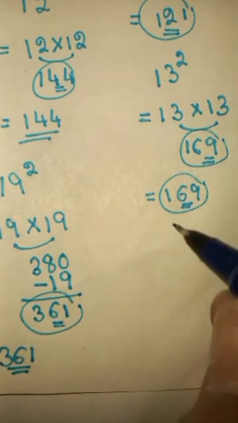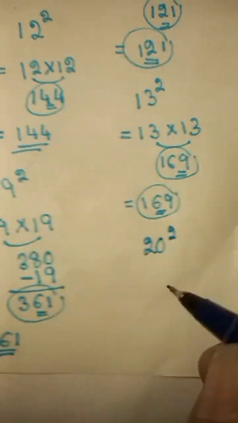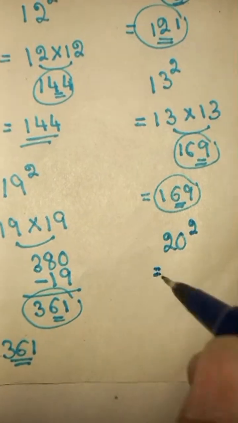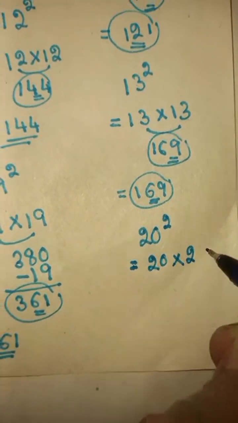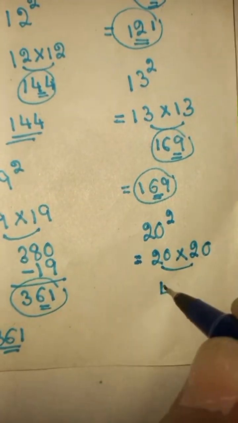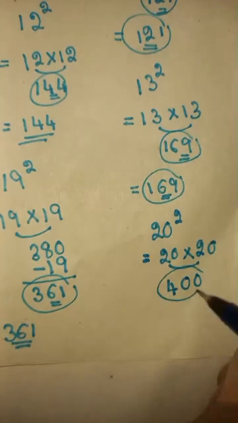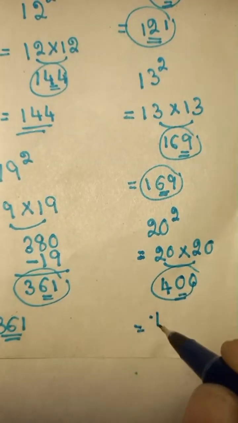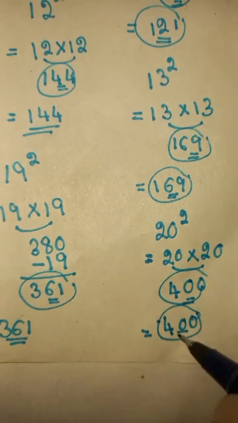Let's write 20 square. 20 square, you can write it as 20 times of 20. 20 times of 20 is 2 times of 2, 4, with the two zeros, 400. 400 is the value of 20 square.